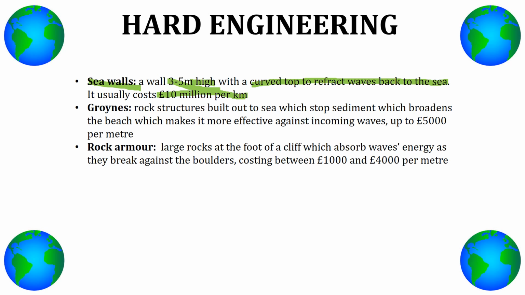The next one, groins. They are rock structures, and they can be built from timber as well. They're built out to sea, which stops sediment from being deposited on the shore, and it also broadens the beach and makes it more effective against incoming waves, and it costs up to £5,000 per meter.